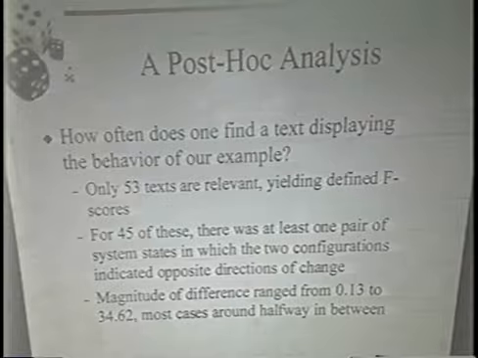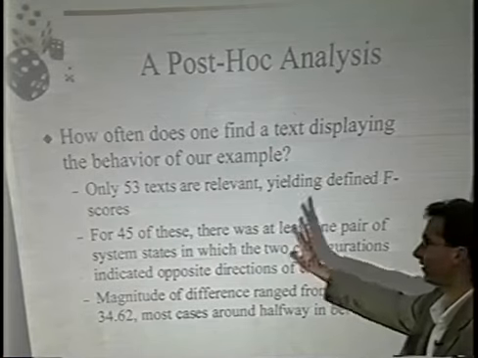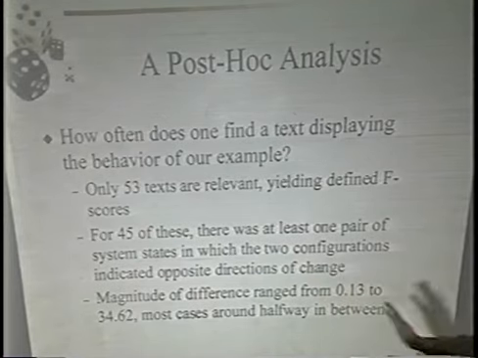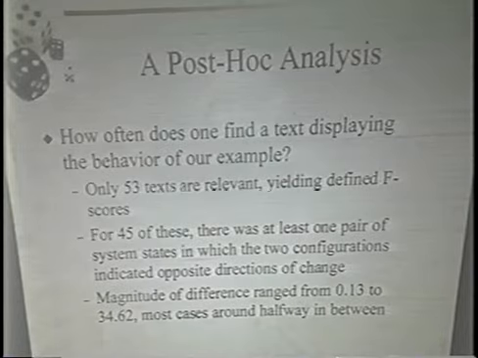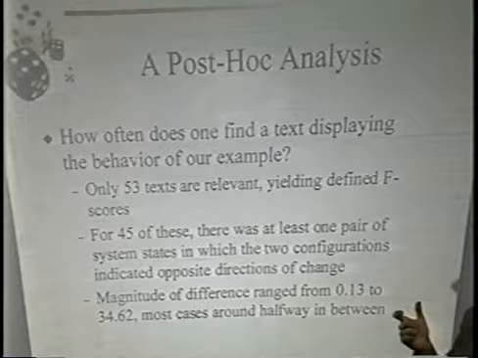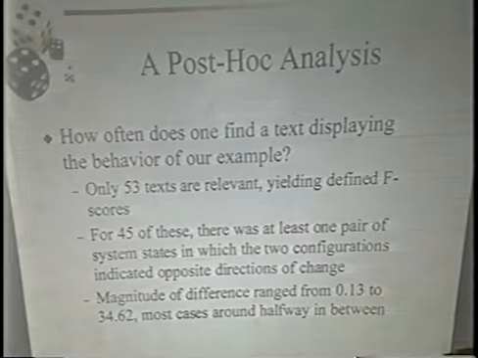Well, out of the 100 training texts, 47 of them were actually irrelevant. We're not supposed to generate any output. So the score is always undefined there because your recall has a 0 in the denominator. So there's only 53 texts that matter. And it turned out that 45 of them, or 85% of them, for some pair of system states, the scores indicated opposite directions. Either the old scorer said you improved, and the new scorer said you went down, or vice versa. So this situation actually happened with a lot of the texts.